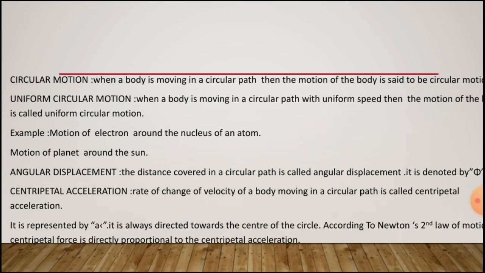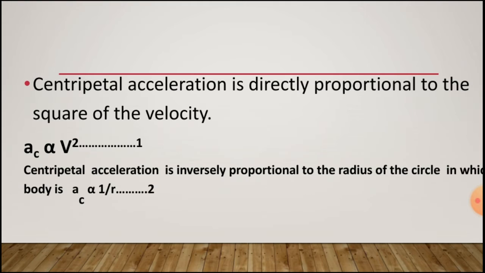According to Newton's law, when a force is applied on a body, it produces an acceleration. Here, when a centripetal force is applied on a body, it produces an acceleration which is said to be centripetal acceleration. Centripetal acceleration is directly proportional to the square of the velocity of the body moving in a circular path and inversely proportional to the radius of the circle in which the body is moving.